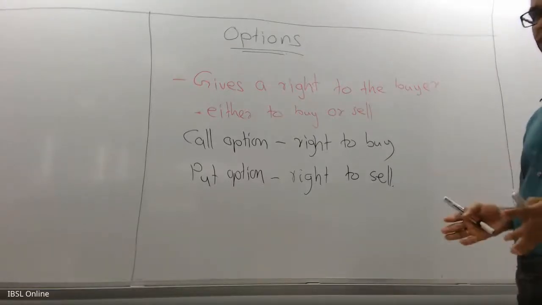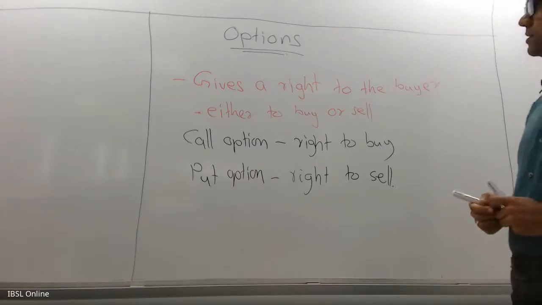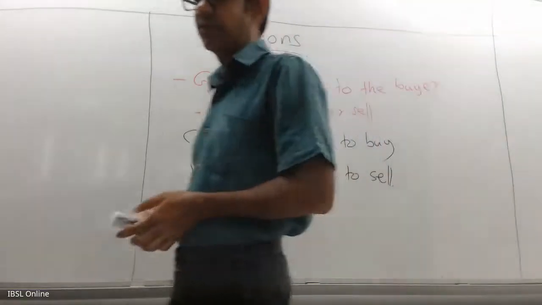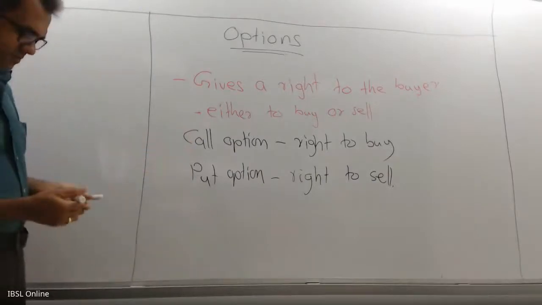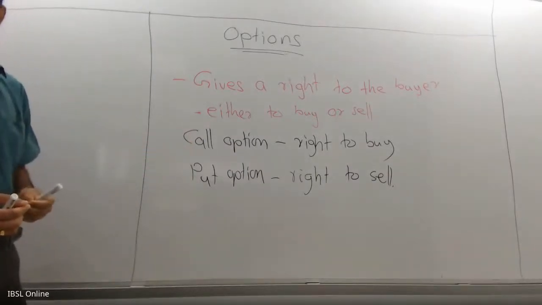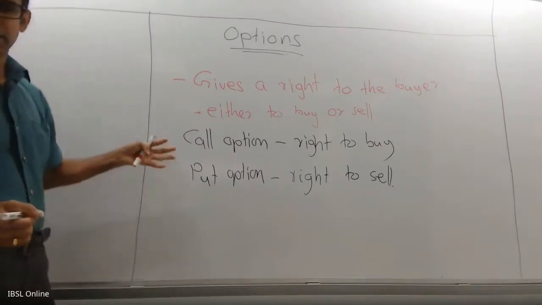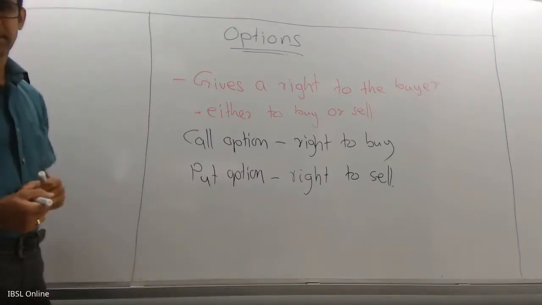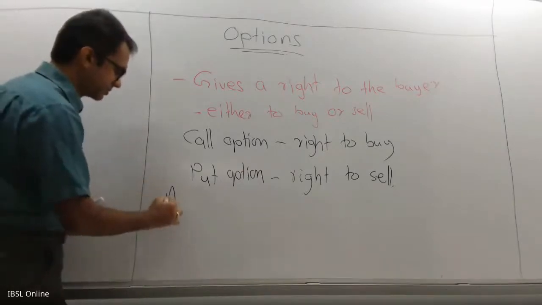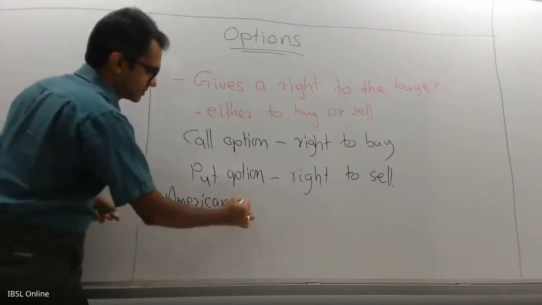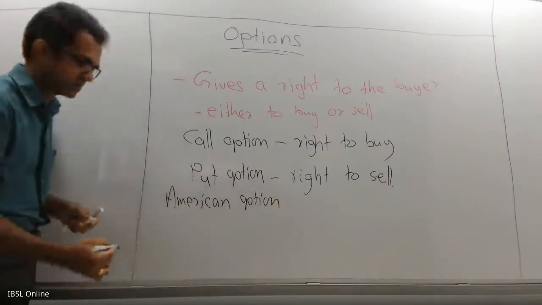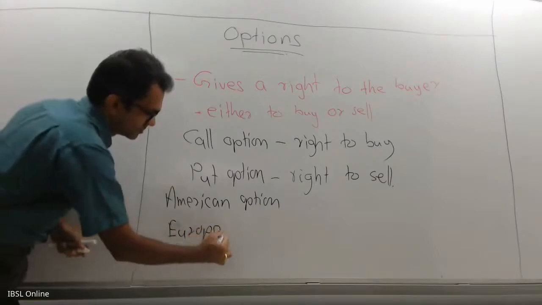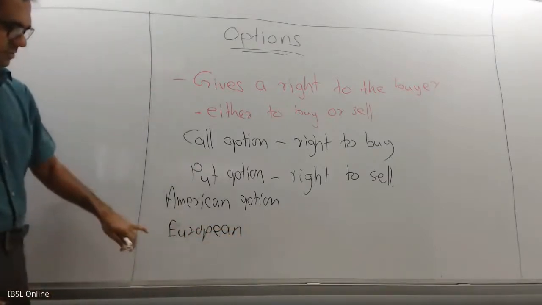Again, that depends on the type of option we discuss. There are another two categories depending on when you can exercise this right. What are those? Depending on the timing, how do we classify? The basic categories are the American option and the European option.